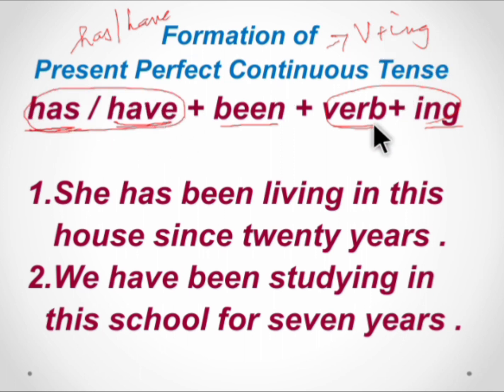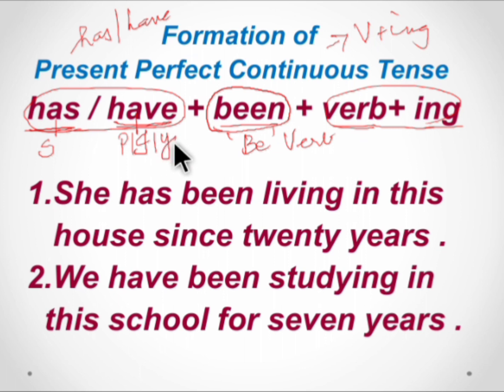I've already told you when teaching the continuous tenses, that is present continuous, past continuous and future continuous, where we use the verb ing. Without a be verb, the verb ing will go meaningless. So we have to use a be verb. The be verb for the perfect tense is been. So we use either has or have, that is, has is used for singular and have is used for plural, for I and for you. Then has or have plus been, which is the be verb for the perfect tenses. Then the verb plus ing.